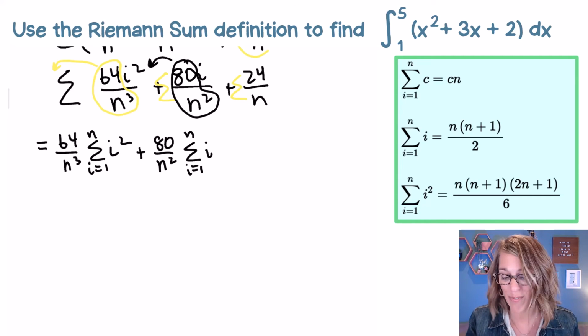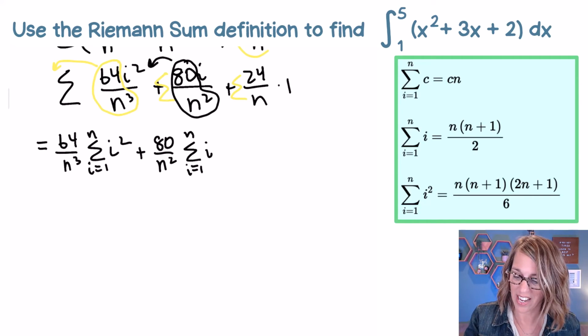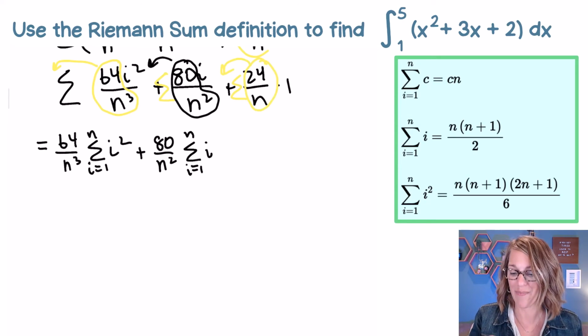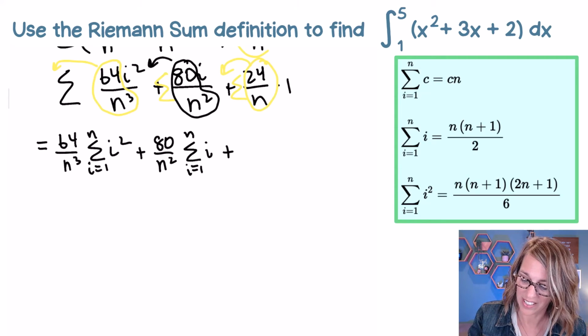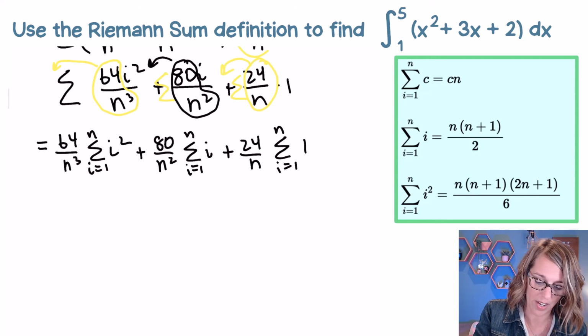There's another formula. And in that last one, if I put in times 1 as a placeholder, I can go ahead and take that 24 over n and factor it out in front of my summation. So I get plus 24 over n, the sum as i goes from 1 to n of 1.